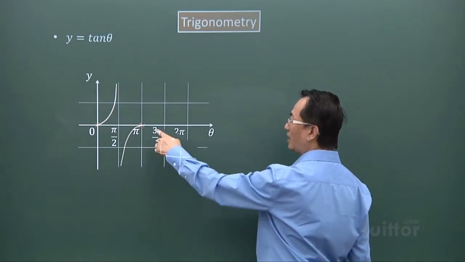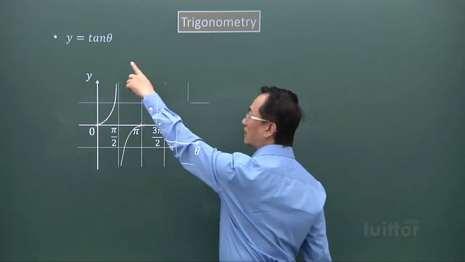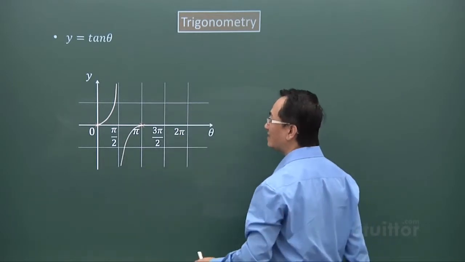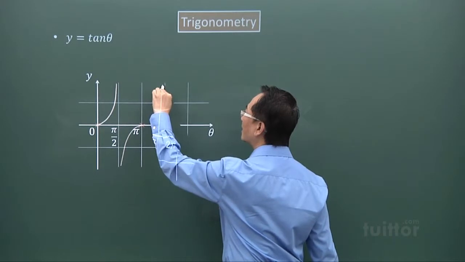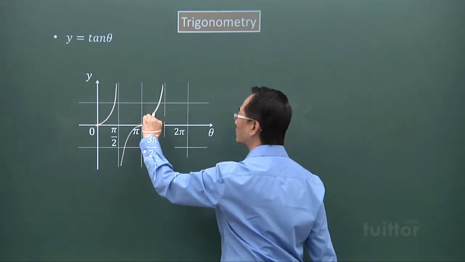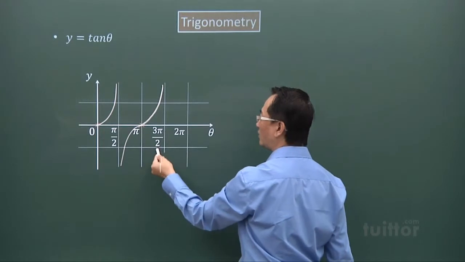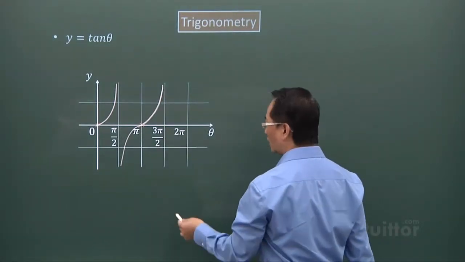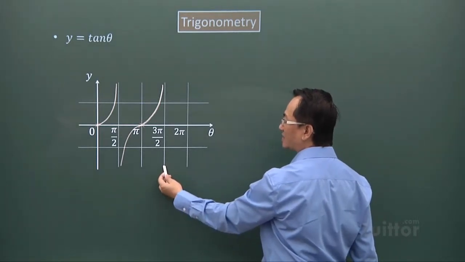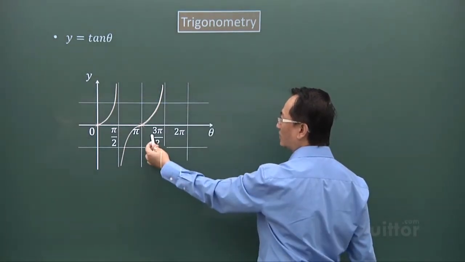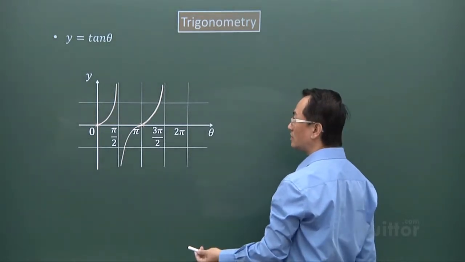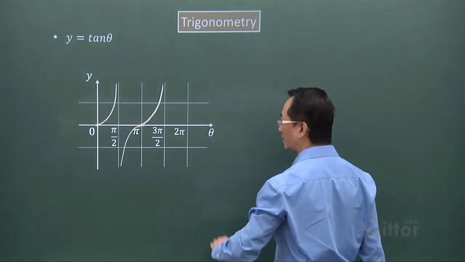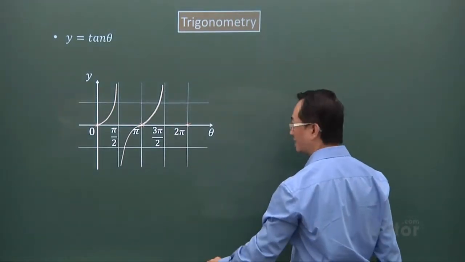Now if you put in 3 pi on 2 into tangent theta, again you get mathematical error. So suggesting that there is a line that goes very close to 3 pi on 2 but never touching it. So the curve will never touch this vertical line, 3 pi on 2. But if you put in 2 pi into tangent theta, you get a 0. It means this.